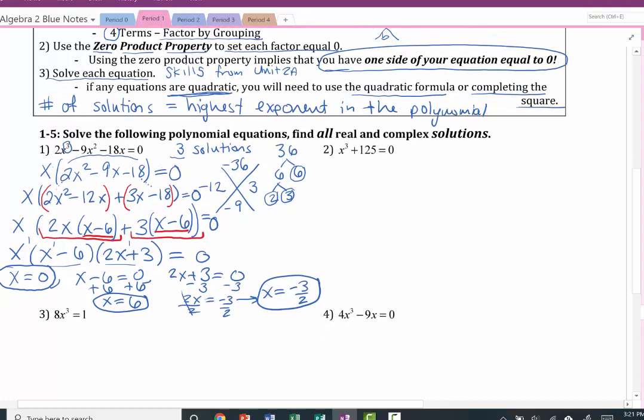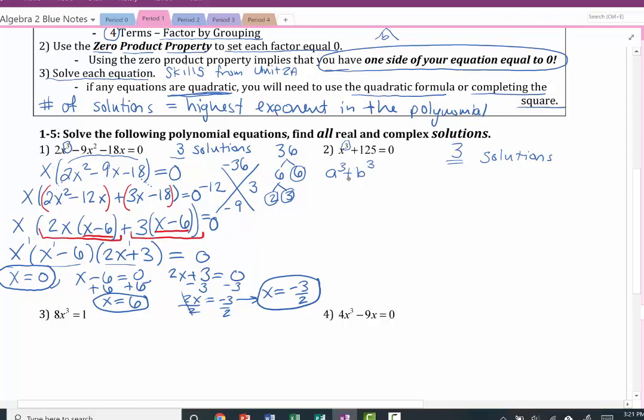So let's take a look at number 2. Highest exponent in number 2 again is 3, right? So I should be looking for 3 solutions. And you might be wondering, how does a person get 3 solutions from such a simple equation? Well, because this is a sum of cubes. And a sum of cubes has this formula for factoring.